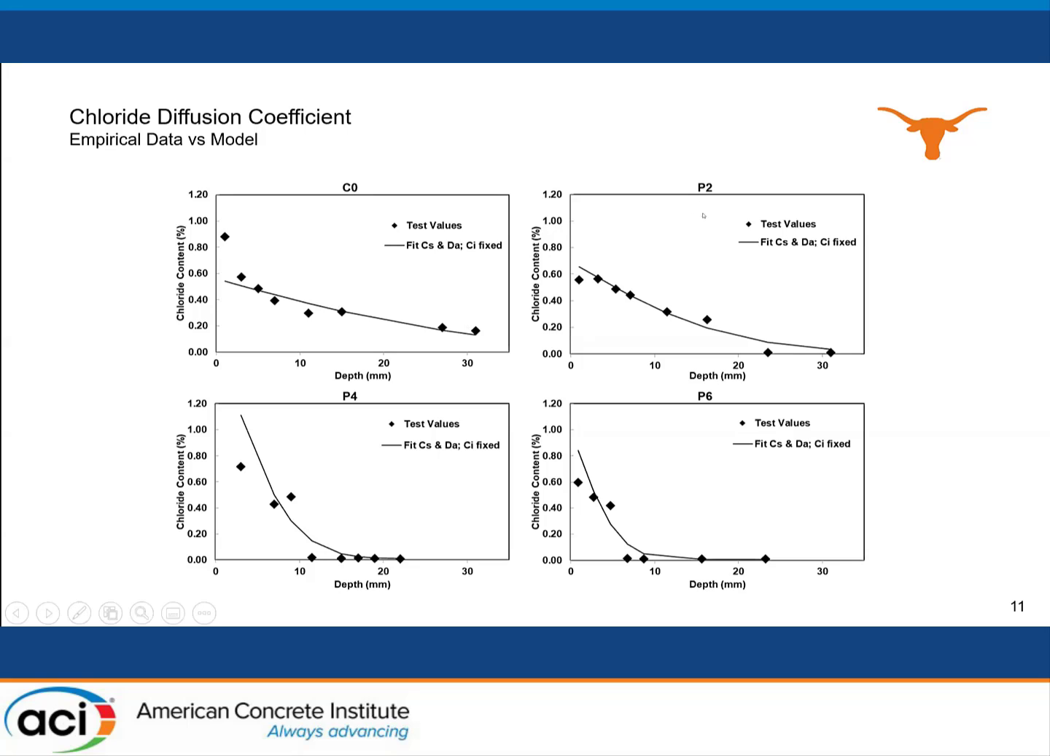We see with the 2-gallon admixture that we're able to hit that baseline around 24 millimeters. You increase that dosage to 4, and you have no chlorides at 12 millimeters. At 6 gallons, you have no chloride at about 7 or 8 millimeters. So this is fantastic results in the sense that we're seeing an improved effect with dosage.